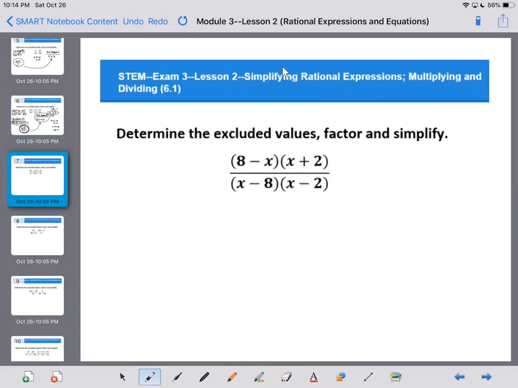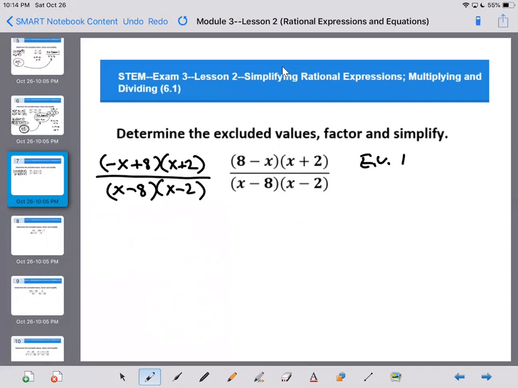Here we've got an 8 minus x and an x minus 8. Those look a little interesting, right? They just kind of look in reverse. Well, if you would rewrite 8 minus x, you would have negative x plus 8, and then x plus 2 and x minus 8 and x minus 2. Well, since it's in the numerator, I can take care of that in a little bit. I want to look at the denominator.